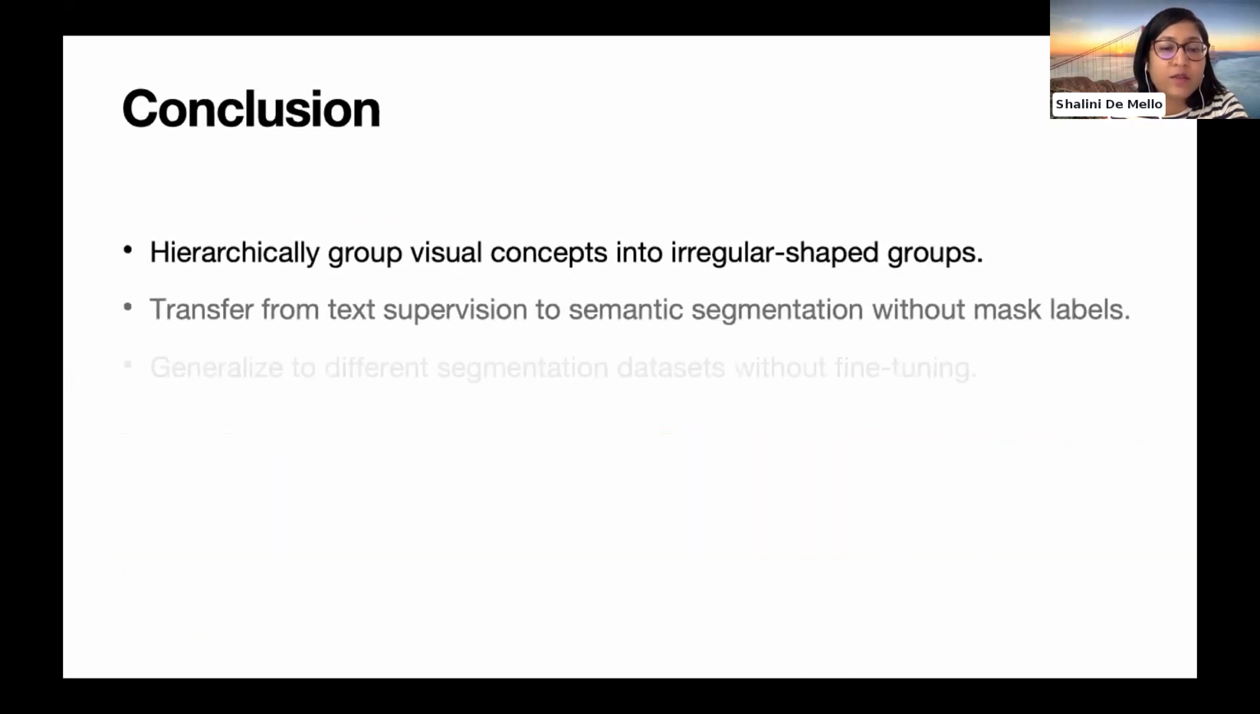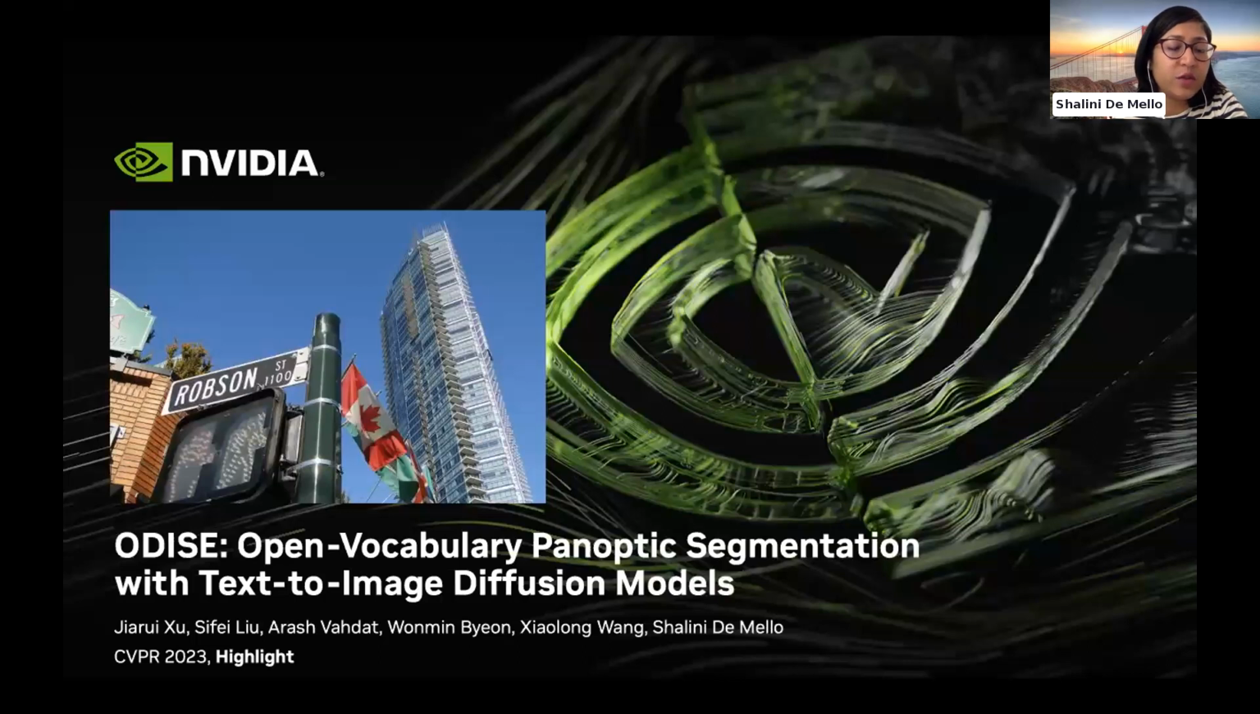So in the next work that I'm going to describe, which we call ODISE, which is to perform open vocabulary panoptic segmentation with text-to-image diffusion models, we further continued along this line, and we explored if we could use diffusion models to perform open vocabulary panoptic segmentation. And this was work that was published this year at CVPR 2023. And it was a highlight work, among the top 10% of accepted papers.